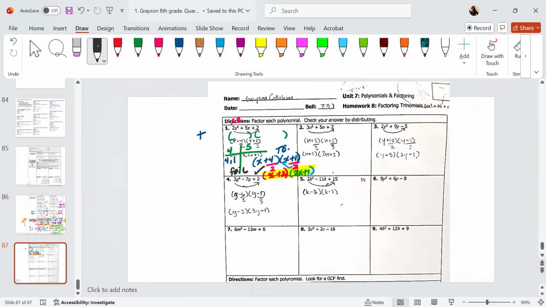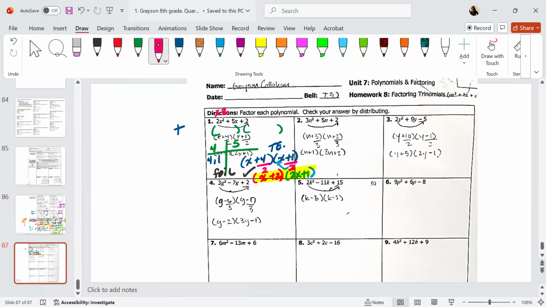Okay. So for number 3, 3, 5, and 2, no greatest common factor. 3 times 2 is going to give you a 6. Middle number is a 5, right? They're all positive, so you could do 2 and 3, 1 and 6. The only one that's going to work is 2 and 3. So your temporary answer is x plus 2, x plus 3. But then you have to divide it by 3.